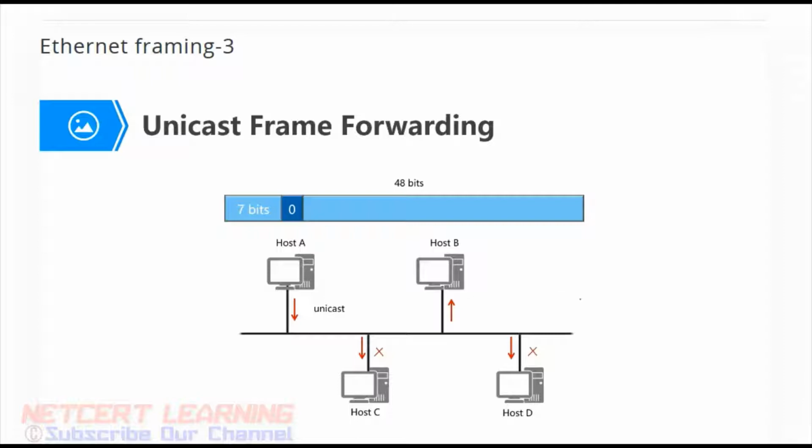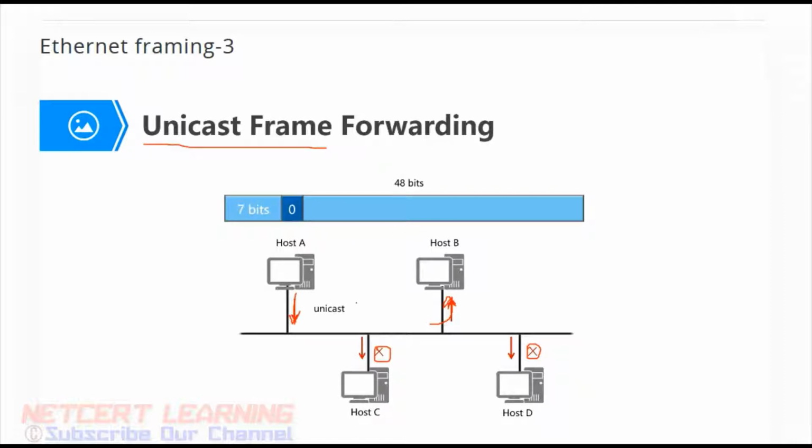Of course, the most widely used is the unicast frame. What does unicast mean? Unicast means that when the computer sends the frame out, the destination is only one computer, only one host, and all the other hosts will not accept this. That's one sender, one receiver.